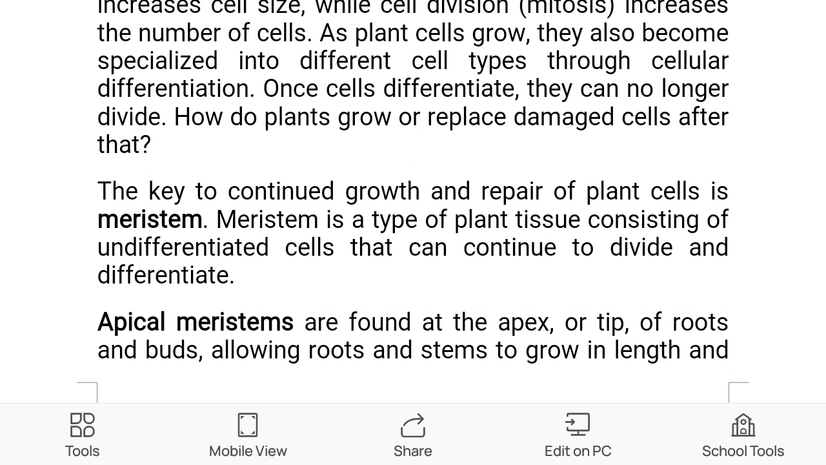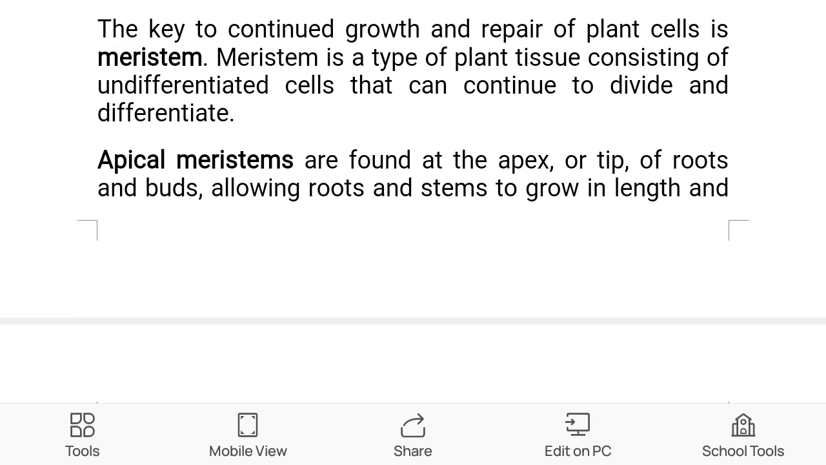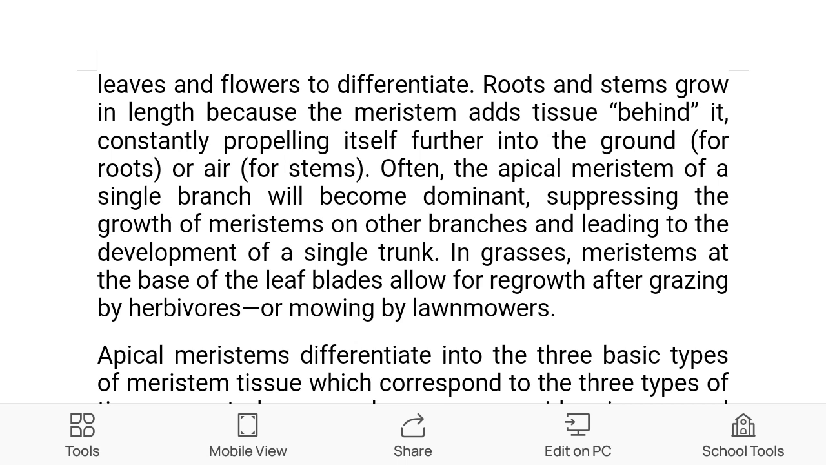Yes, because the meristem is a type of plant tissue consisting of undifferentiated cells that continue to divide and differentiate. So the meristem continues dividing on a daily basis and differentiating into other cell types. The apical meristem is found at the apex or the tip of the root, bud or stem, which helps the plant to grow in length and helps the leaves and flowers to differentiate. Root and stem grow in length because the meristem adds tissue behind it, constantly propelling itself further into the ground.